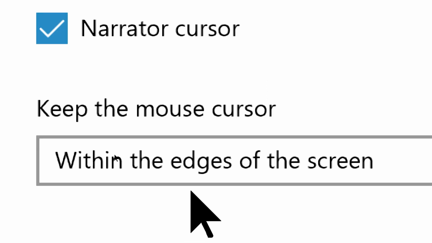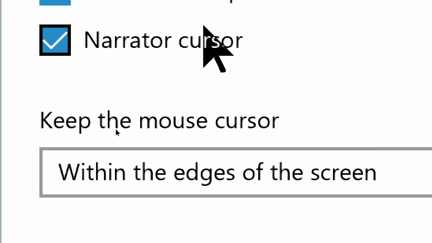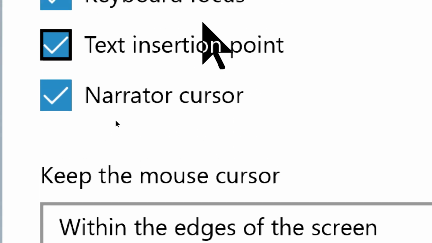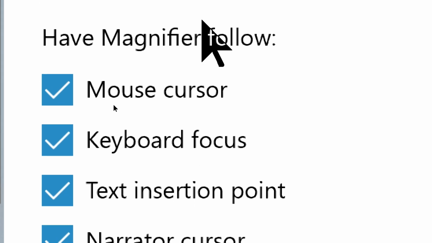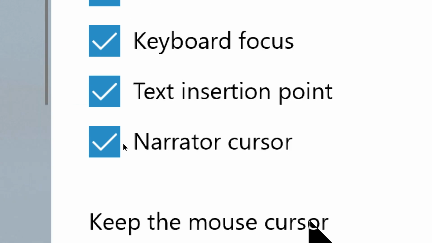The last option says keep the mouse cursor, and there's a drop down menu. The first one is within the edges of the screen. If you have that one selected, when you move the mouse up and it gets to the top of the screen, it will then move the screen in that direction, and the same thing going to the left, going to the right, and going down.